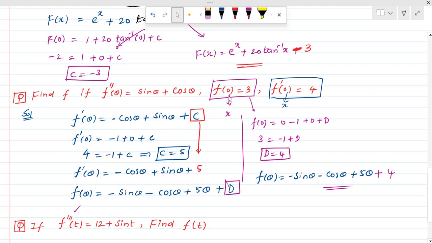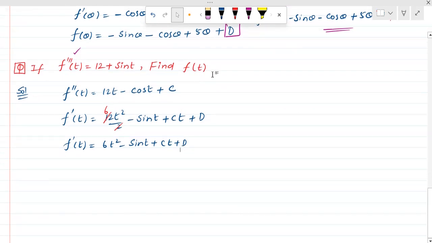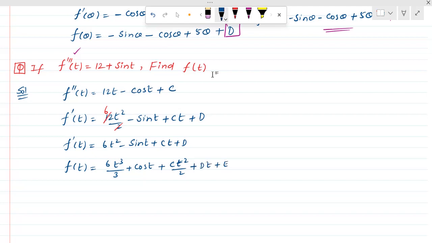If the initial condition is given like this, at the same step you will substitute, you will replace the c with a value. But here no condition is given. Now again I have to go with the second one, the f of t. You will get 6t power 3 over 3. Here minus of minus becomes plus cosine t, and plus ct square over 2 plus dt plus e.